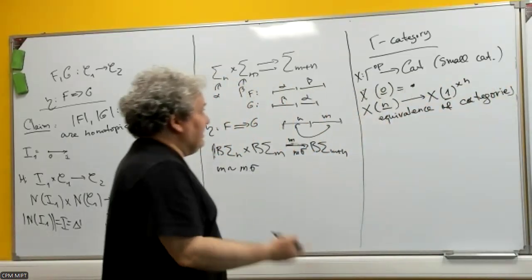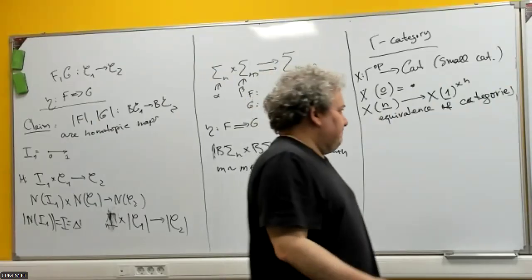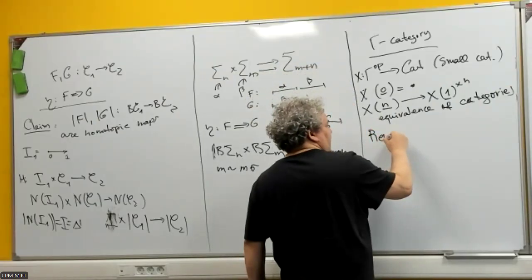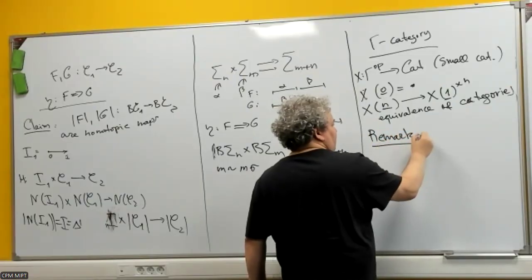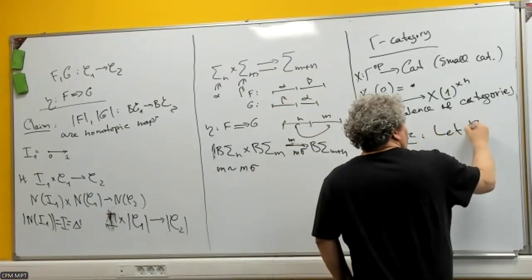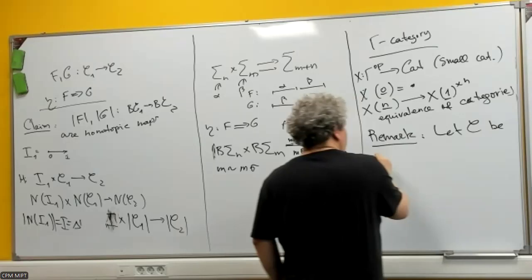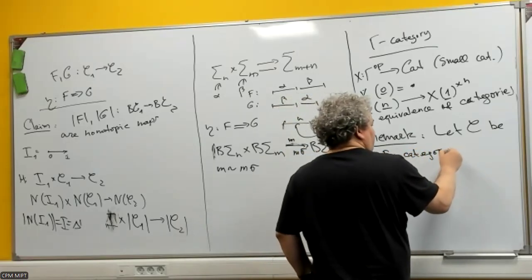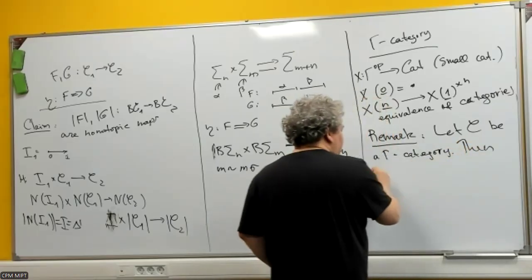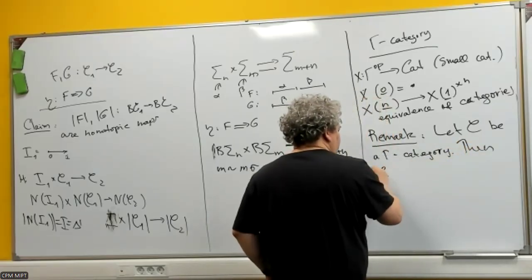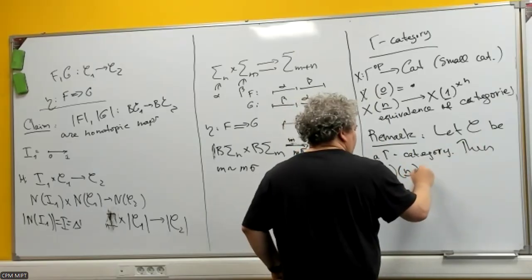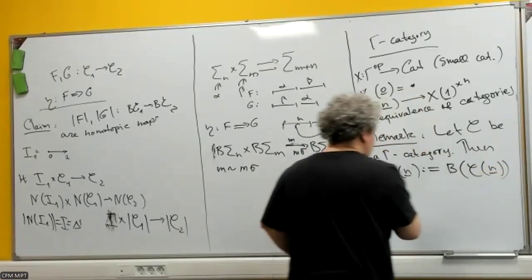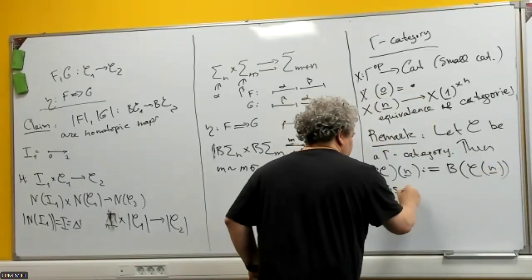Yeah, so then we construct a gamma category. The first remark, very simple I think from what we have here, is the following: let C be a gamma category. Then, if we take BC of n, defined as B of C of n, then it is a gamma space.